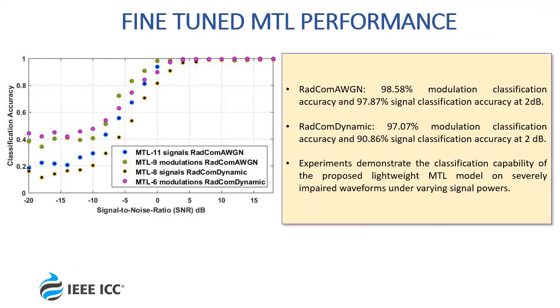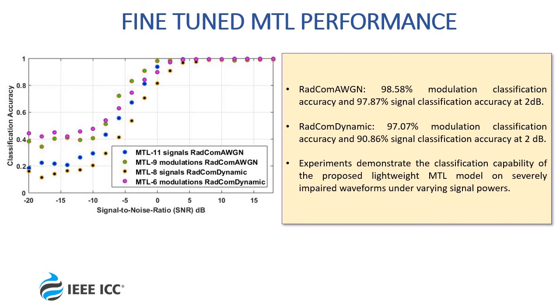And here is the overall performance of the fine-tuned MTL model on both datasets, and it can be seen that for the RADCOM AWGN, 98.58% modulation classification accuracy and 97.87% signal classification accuracy is achieved at 2 dB, which indicates the sensitivity of the model.